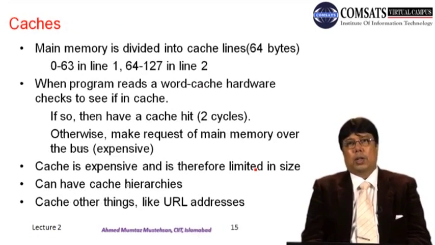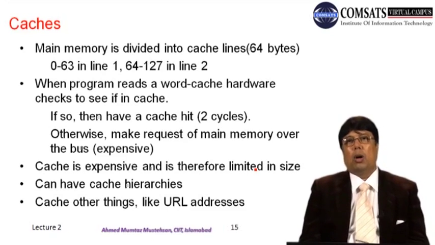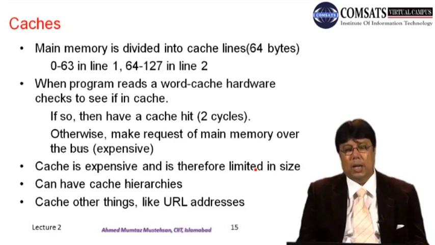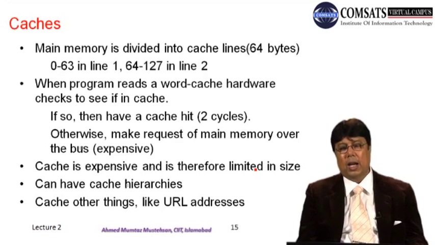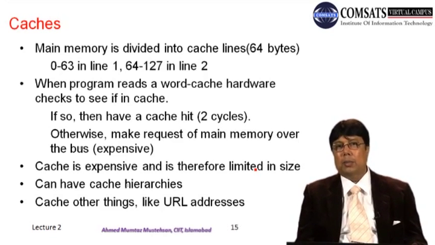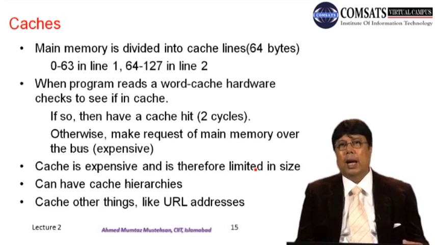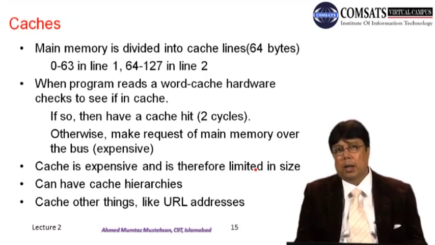So we have talked about the registers. Let's talk about the cache. Main memory is divided into cache lines. This is the storage which is available within the CPU. It is organized in the form of 64 bytes. So for each block we have an address line. For byte number 0 to 63 we have the first line, and for byte number 64 to 127 we have the second line. In terms of address, 0 to 63 is available on line number 0 and 64 to 127 is available at line number 1.